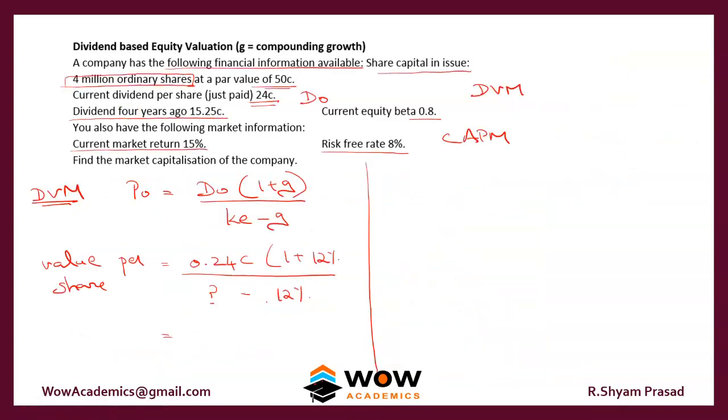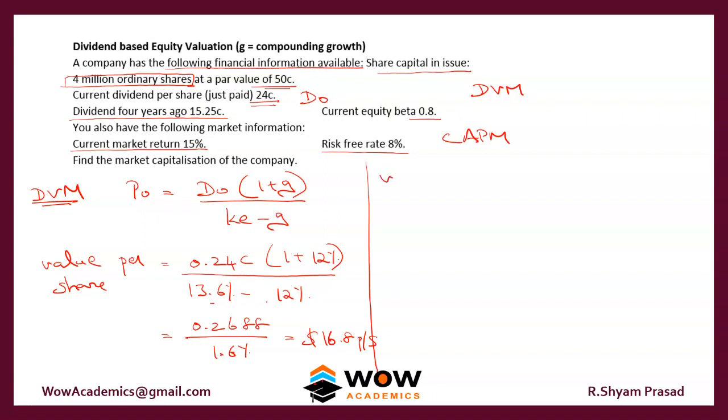So that is our KE. So we'll substitute our KE here. KE is 13.6 percent. So we'll solve our total answer. So the numerator comes to 0.2688 divided by 1.6%. So the total value comes to 16.8. But this is a per share value. This is a per share value.